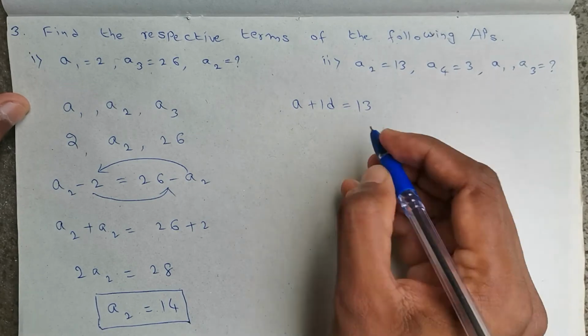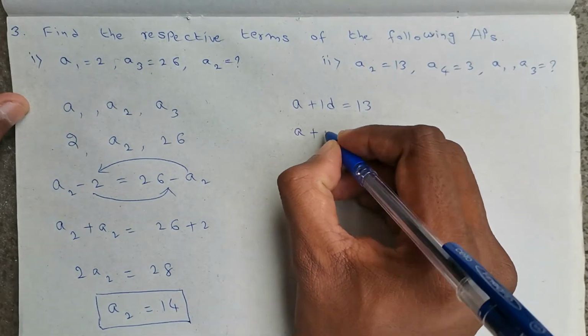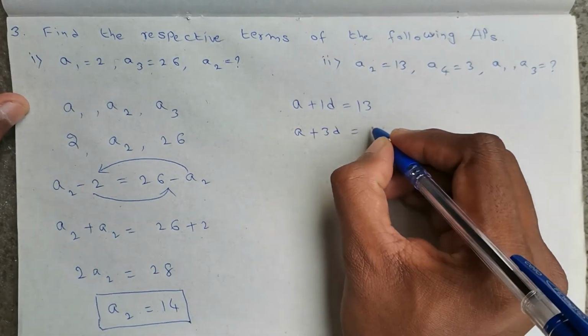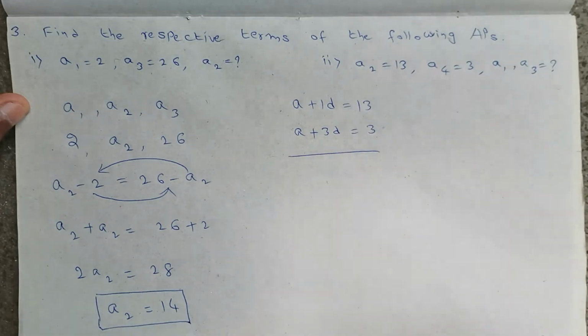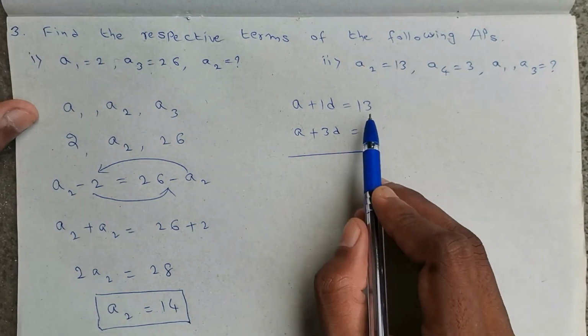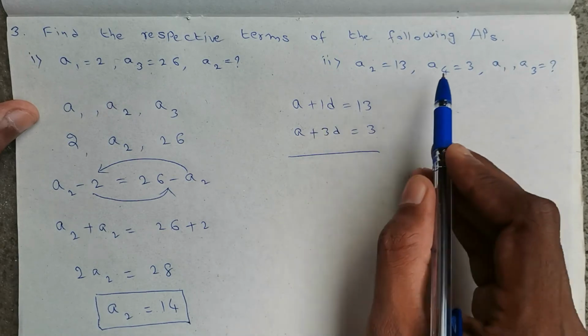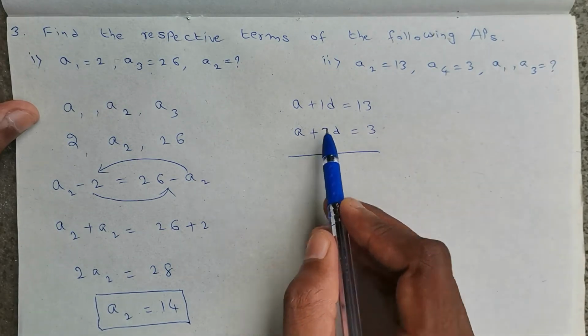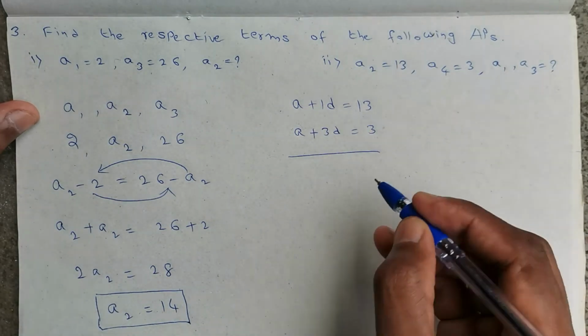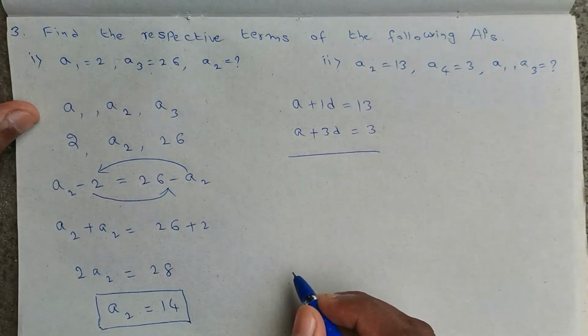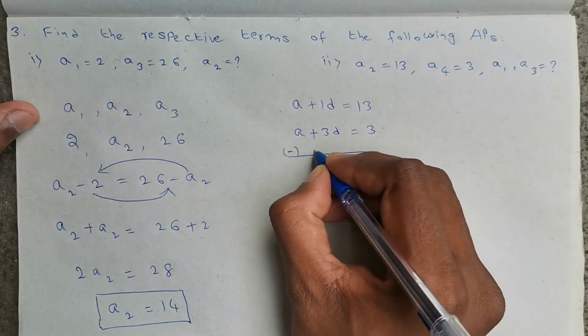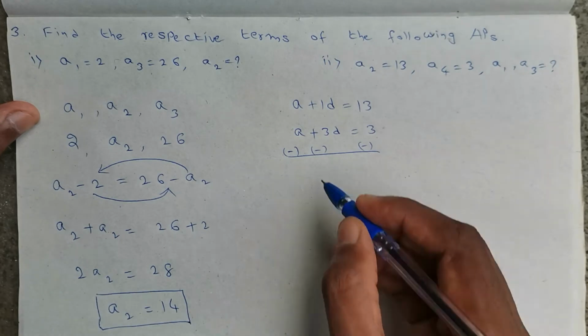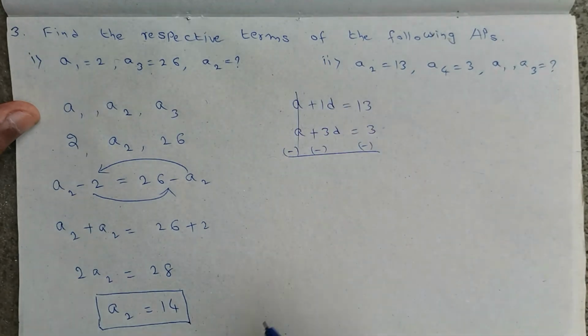A4, the fourth term, is given, so A4 = A + 3D = 3. The second term is A + 1D, and the fourth term is A + 3D. Just now I said the logic there. Now I am subtracting these two equations. This plus will become minus, plus will become minus, plus will become minus. A minus A cancel.